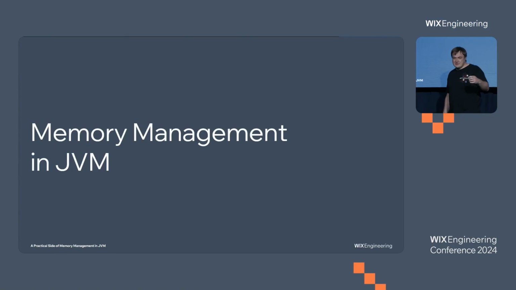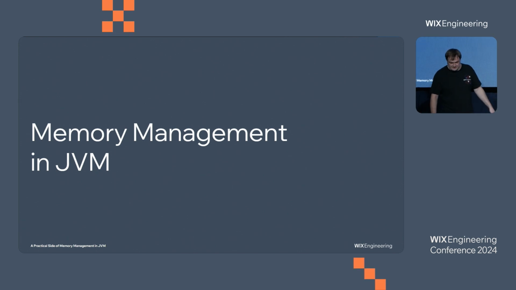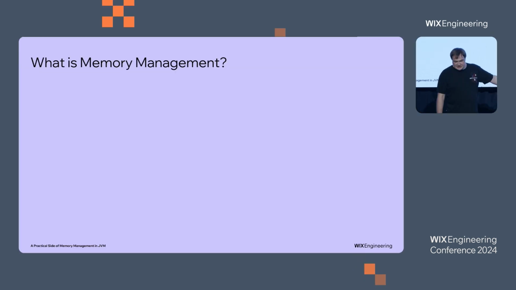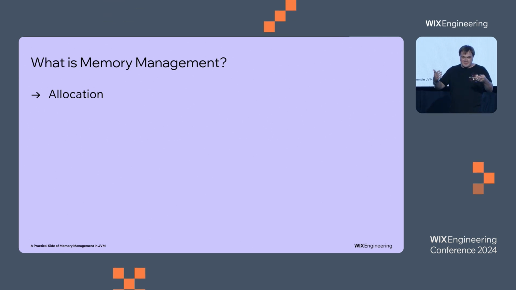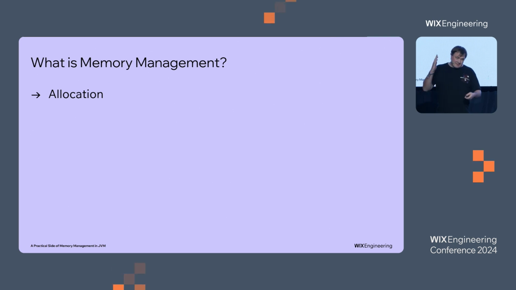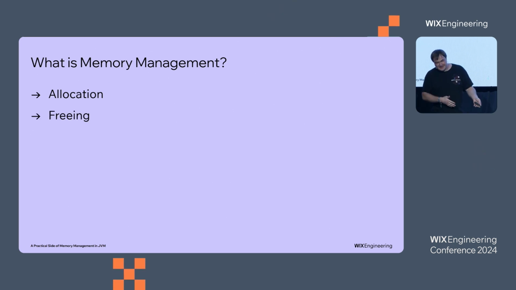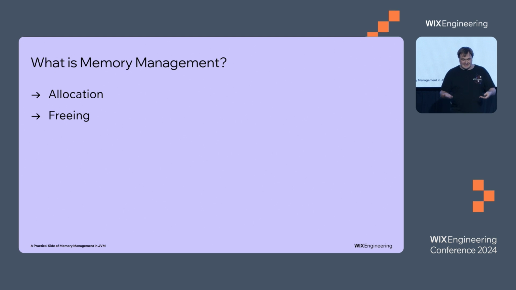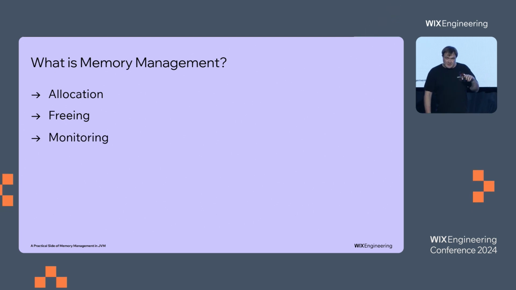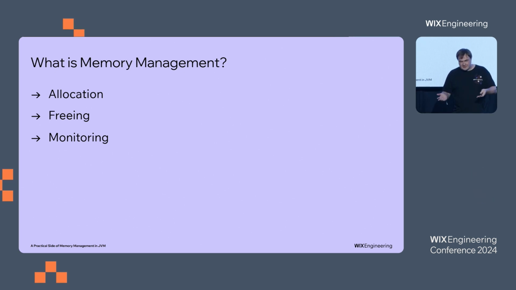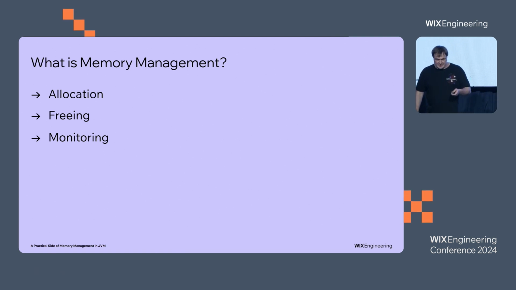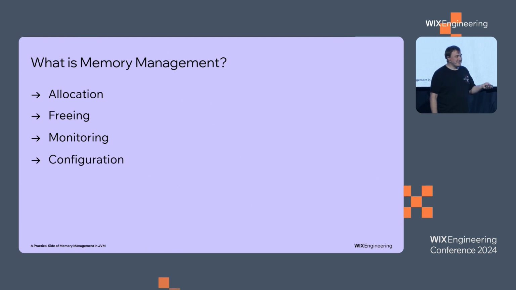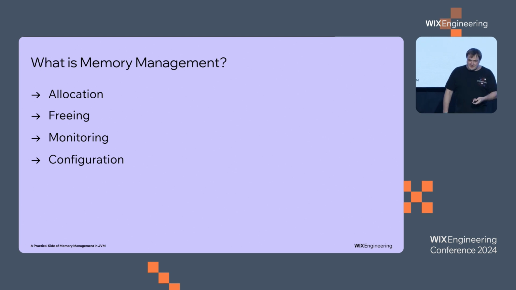And today we're going to talk about memory management in JVM. What is memory management? First thing that comes to mind is we need to allocate some memory in our applications. The next thing, we need somehow to free the memory that we allocated. Otherwise, our application will run out of memory fairly quickly. Next thing, we need to be able to monitor the state of our application with regards to memory usage. And of course, we need to be able to configure our application.